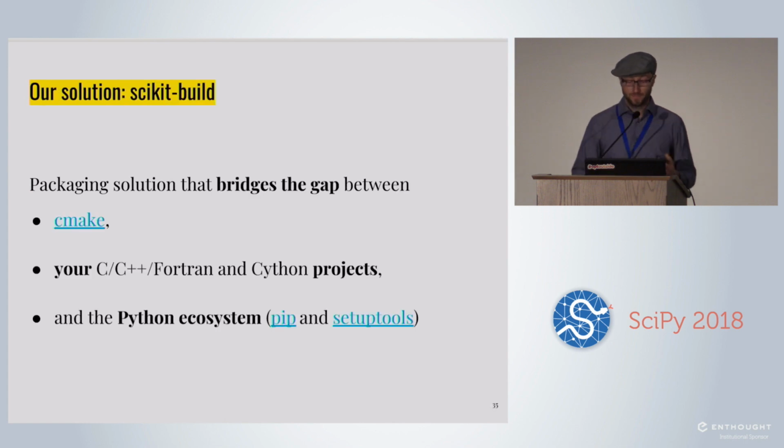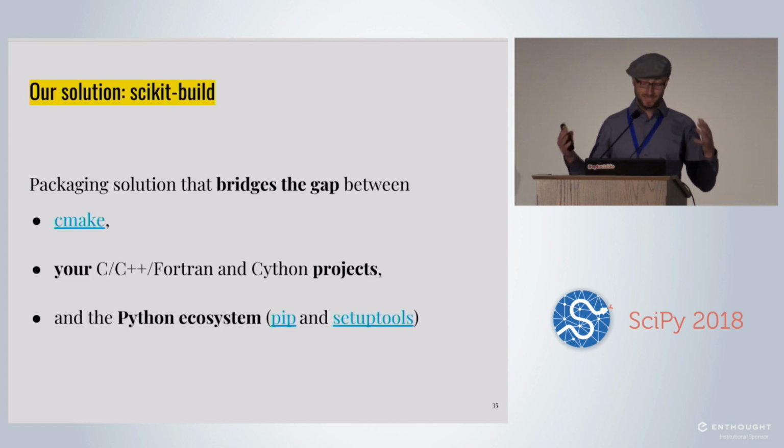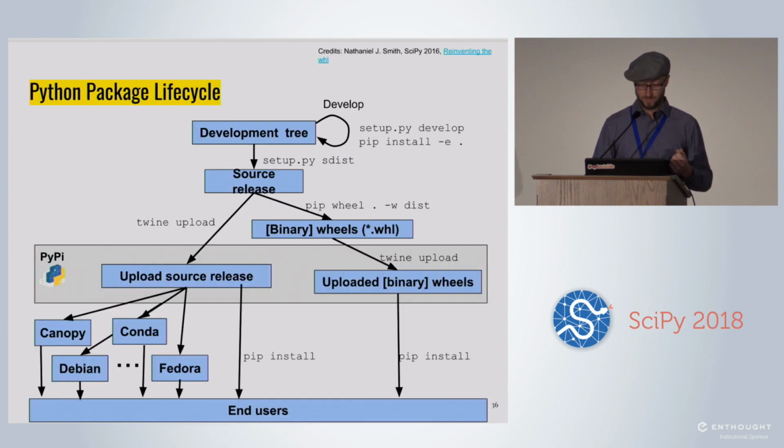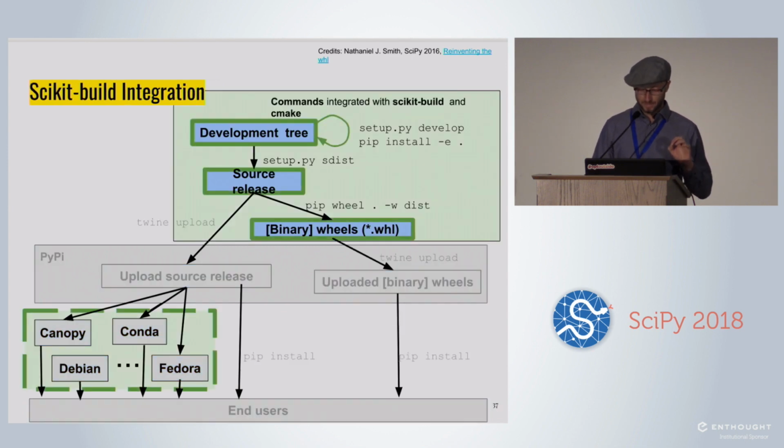Our solution, Scikit-build, is basically a bridge between CMake, your C++, Fortran, C, and Cython projects, and also the Python ecosystem involving pip and setuptools. But what is CMake? We're going to cover that on the next slide. First, let's go back to the big picture with the packaging lifecycle and see where Scikit-build fits in the process.